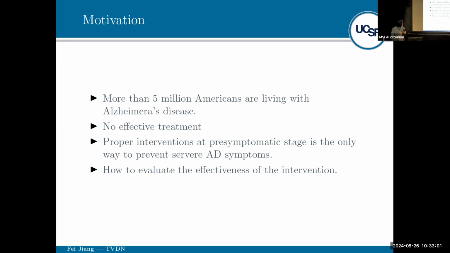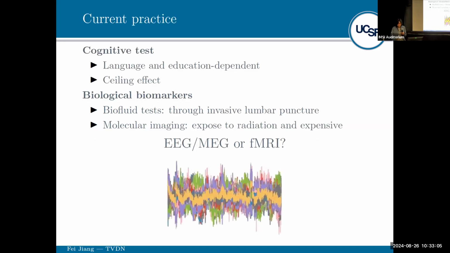But the problem is, how could we evaluate the effectiveness of this intervention? There are two commonly used ways. One is cognitive tests or some image biomarkers. They are either subjective or too expensive. So that motivates us to consider some other neuroimaging tools like EEG and MEG data, which are neurophysiological data, and also the fMRI data.